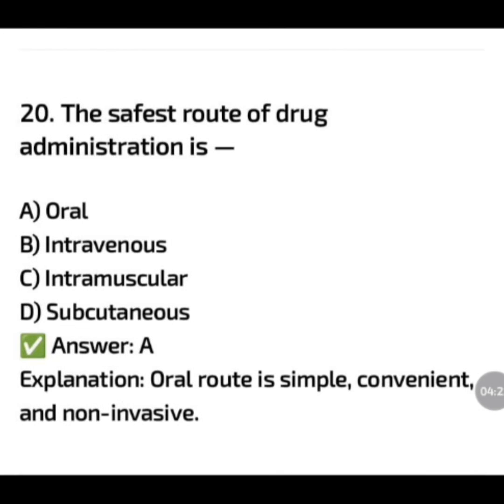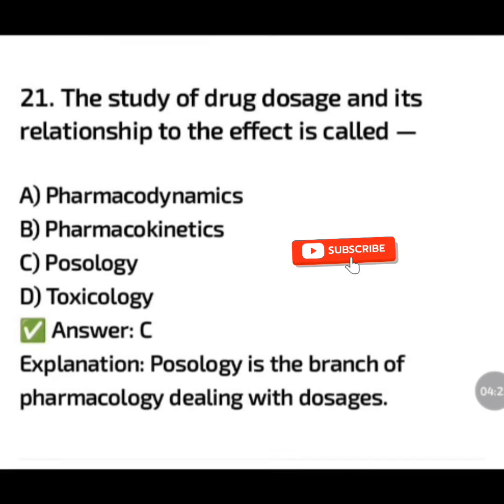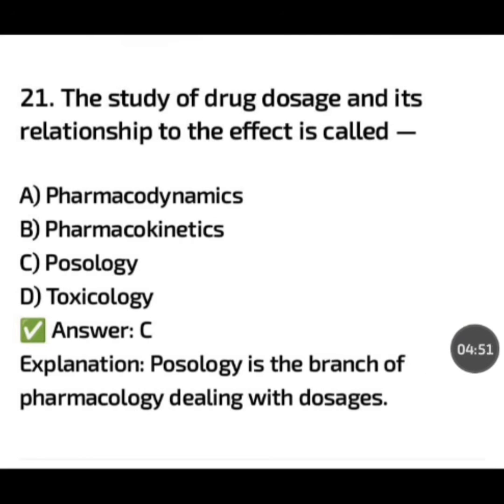The safest route of drug administration is oral, intravenous, intramuscular, subcutaneous. The correct answer is option A, oral. Oral route is simple, convenient, and non-invasive. The study of drug dose and its relationship to the effect is called option A, pharmacodynamics, option B, pharmacokinetics, posology, toxicology. The correct answer is option C, posology. Posology is a branch of pharmacology that deals with dosages.